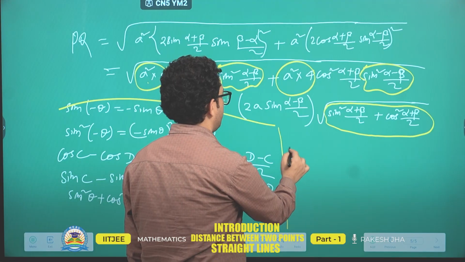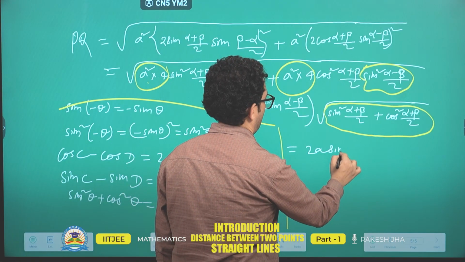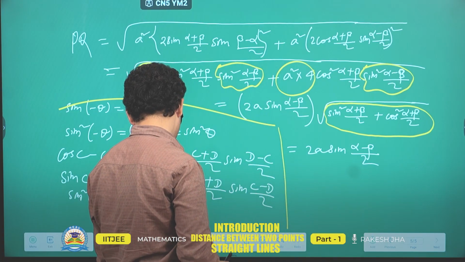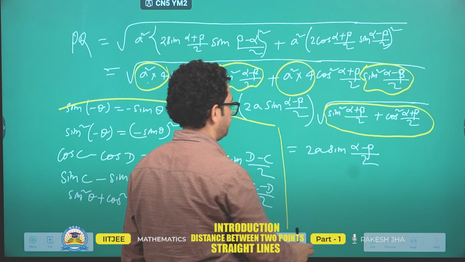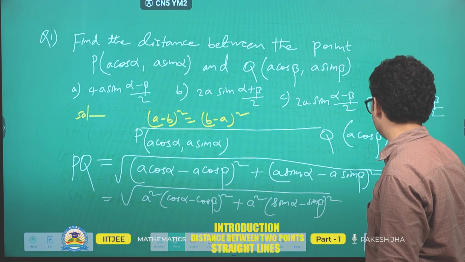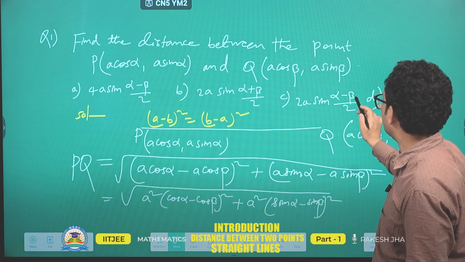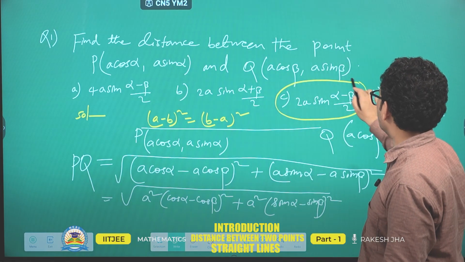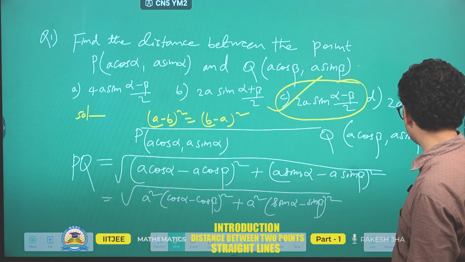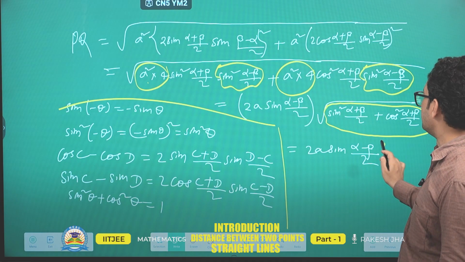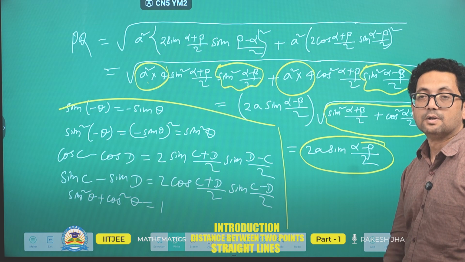So our end result is 2a sine (alpha minus beta) upon 2. So this is going to be the C option here. Let's see. Here, C option, 2a sine (alpha minus beta) upon 2. So this is the answer we are getting for this question: 2a sine (alpha minus beta) upon 2.